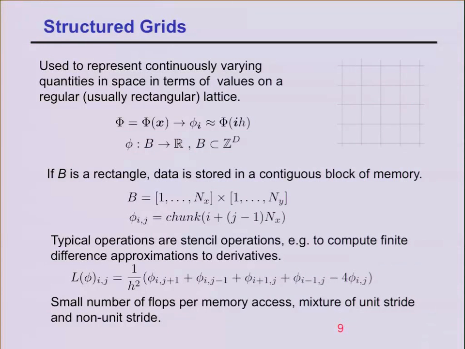Typical operations on this kind of structured grid are stencil operations. They're a combination of unit stride access, which is good for cache, and non-unit stride access, which goes by an NX distance to get to the Y minus one or Y plus one, or J minus one or J plus one index. And that's a non-unit access that's going to be less good for cache. Now, the bad news also here is that typically, or traditionally, you have a small number of flops per memory access, as well as a mixture of unit stride and non-unit stride.